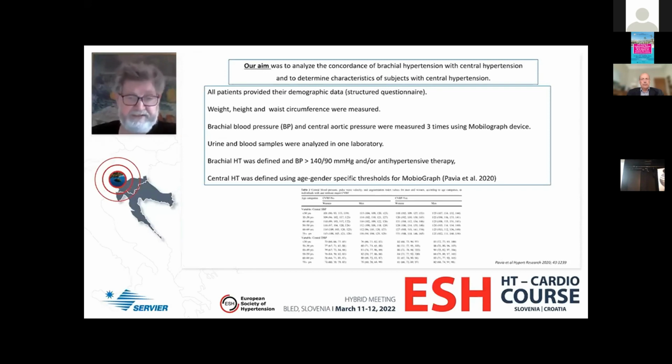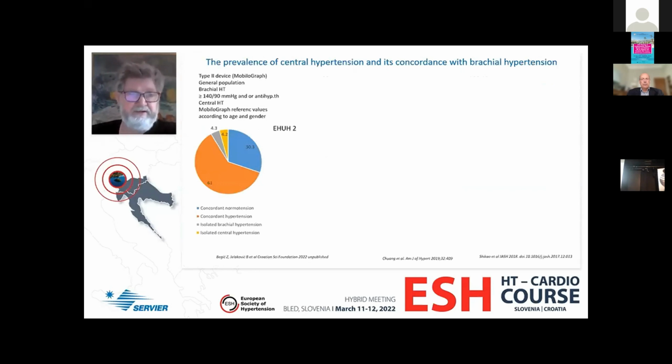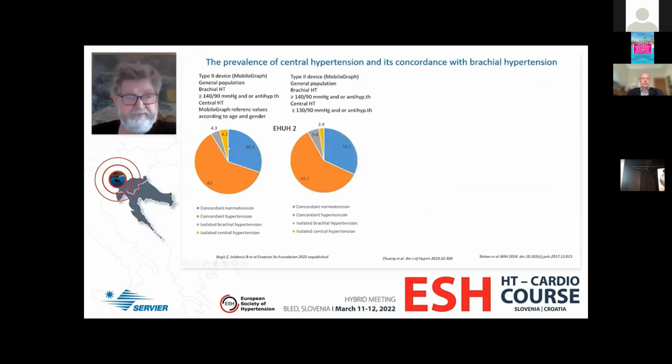Recently, Pavia and co-workers published data on a large number of subjects where blood pressure was measured using the Mobil-O-Graph, and we use the 95th percentile for both genders for each decade. And here are our data. You can see that the prevalence of concordant normotension was 30%, the prevalence of concordant hypertension was 60%, and the prevalence of isolated central hypertension was 4%. When we use other criteria for central hypertension, a unique threshold of 130/90 millimeters of mercury, which is proposed by several authors, you can see that the prevalence of isolated central hypertension is significantly lower.